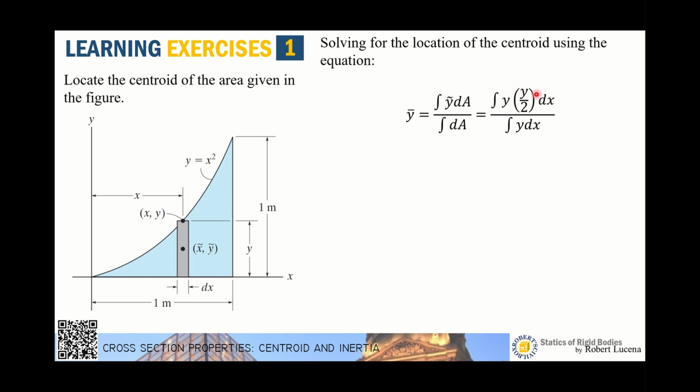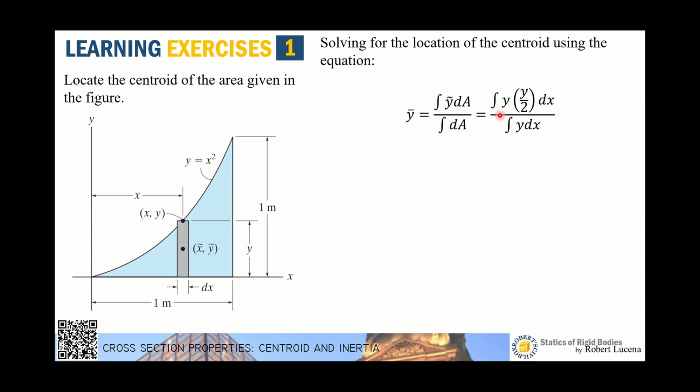The reason why I put dx on the rightmost portion of the expression is because it's the standard way of writing your integral expression. But you can write it first as y dx times y over 2, and then rewrite it to be more organized. So this is the area, and this is the lever arm, y over 2.